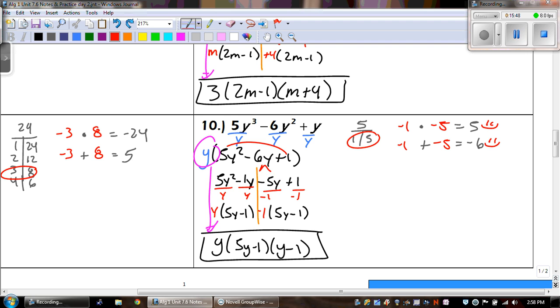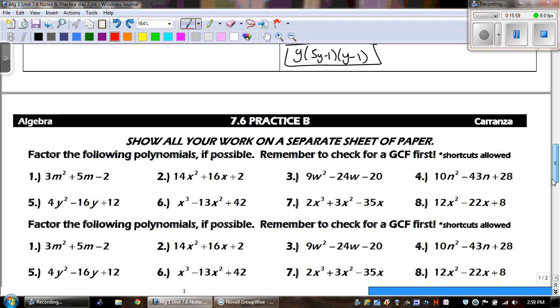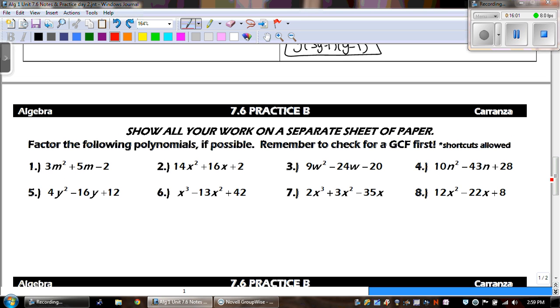So, that's it for the notes. Now, I know the back side. Whoop, those are the bells, which means we're done. Backside is your homework. Okay?